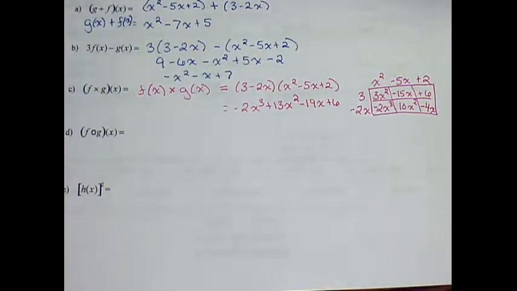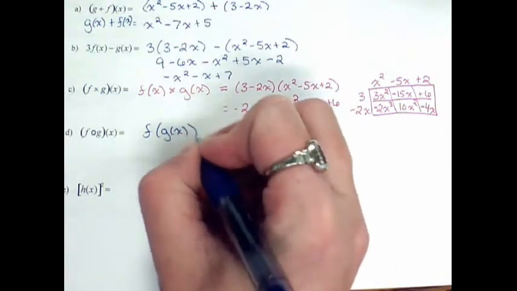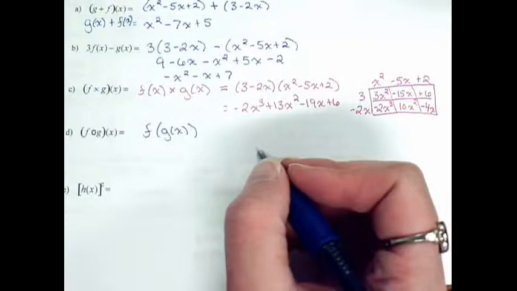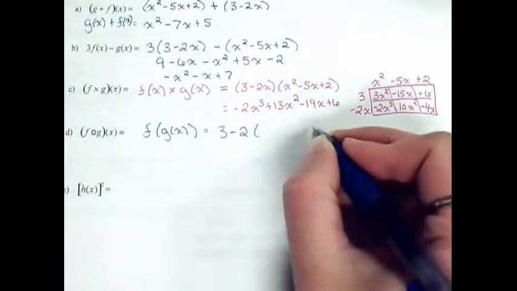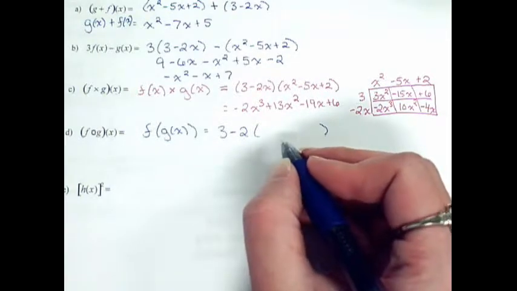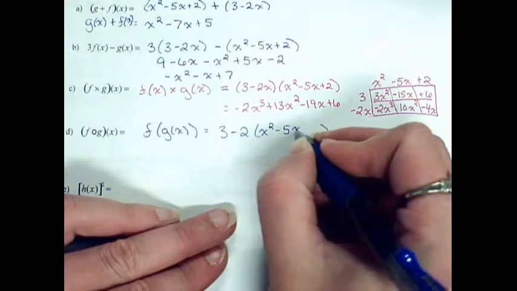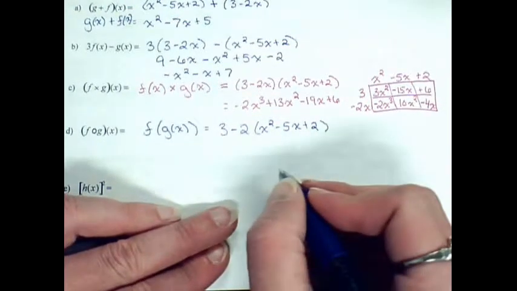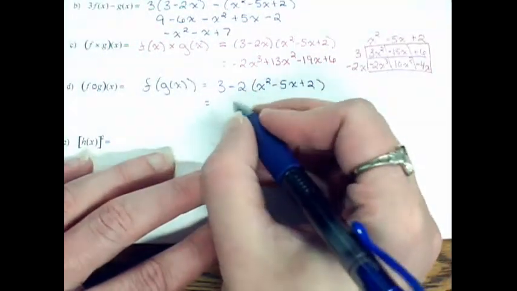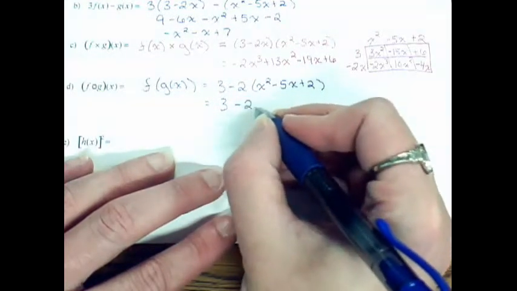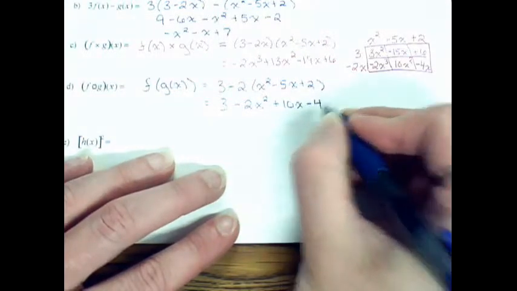Now, f of g of x. Remember the o just means of. F of g of x means I'm going to take f of x, which is 3 minus 2 times my input, and g of x becomes my input. G of x is the function that says x squared minus 5x plus 2. So all I really have to do is distribute and simplify. So that gives me 3 minus 2x squared plus 10x, and then that's a minus 4.